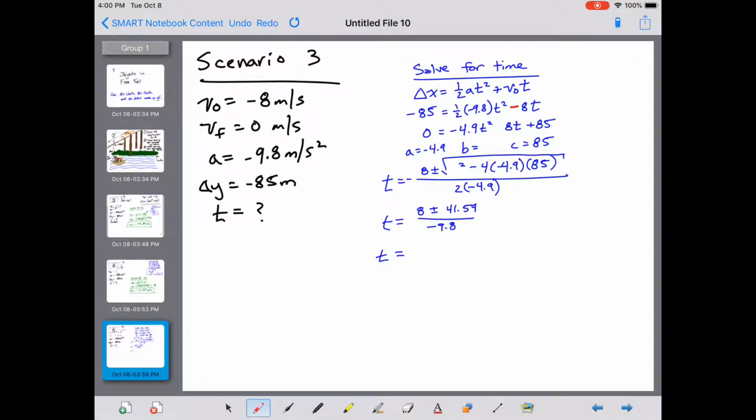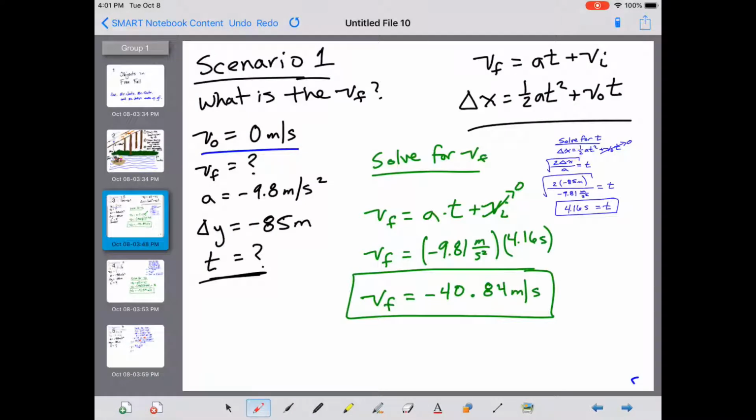This is now negative 8, minus 8, minus 8. This is a negative negative 8. So that's a positive 8 at the beginning of the quadratic formula. This becomes negative 8 squared. And we're set. So now I've got 8 plus or minus the square root of that whole thing. So we get, let's see here, 8 plus that divided by 9.8. All right. And then we get 8 minus that divided by 9.8. And we get a time.